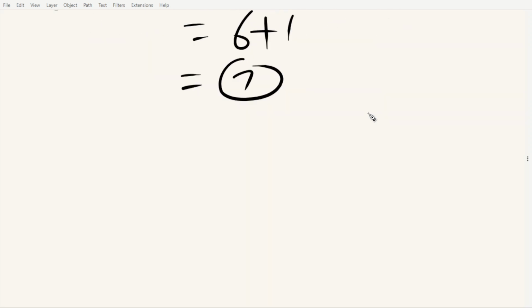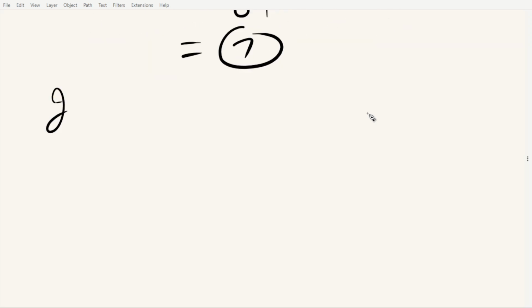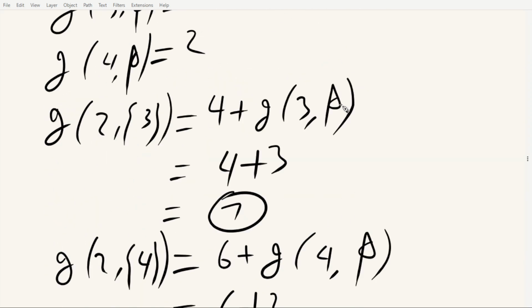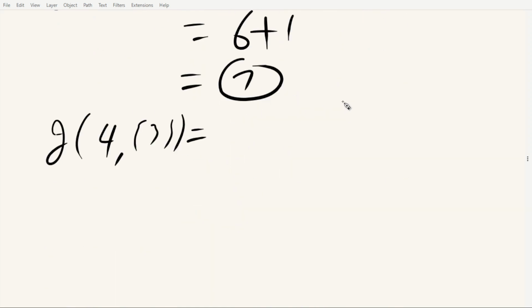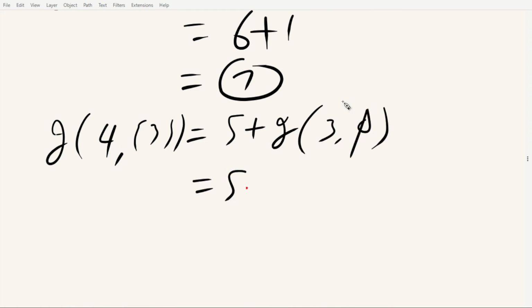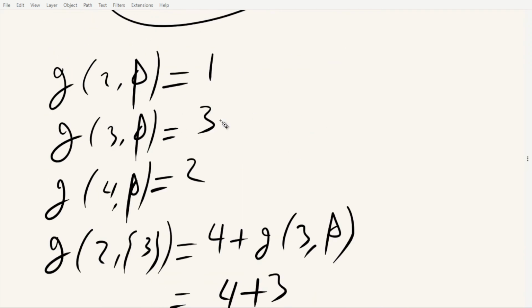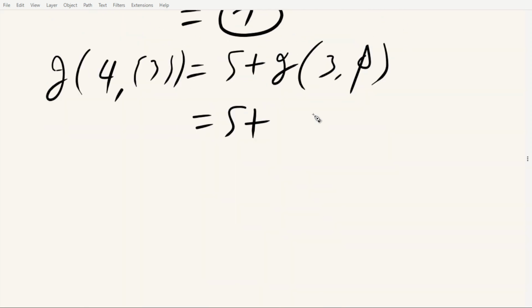Now last value is G4,{3}. 4 to 3 value. 4 to 3 cost is 5. 5 plus G. We move to 3. Set remaining is phi. 5 plus G3 phi. G3 phi is 3. We get the value 8.